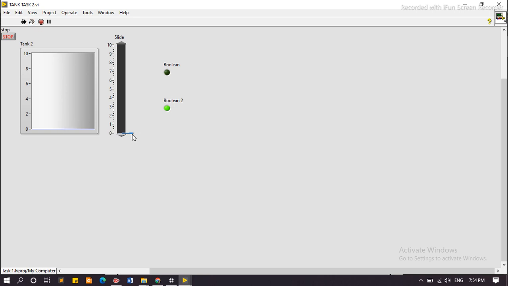We can see this. When the water level is lower than 1, the lower limit light is on. We slide this. When it is above 1, both are off. When it reaches the upper limit, which is 9, the upper light will be on, as shown here. Now we move to the next task.